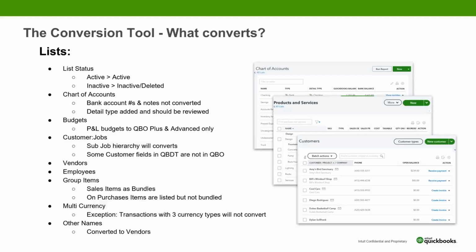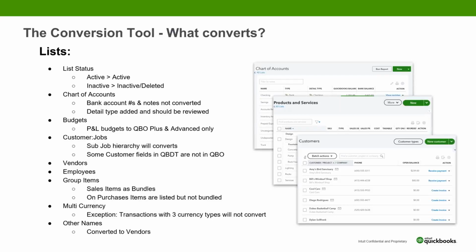It converts to a bundle, and that's a terminology difference. It's called a group in Desktop. It's a bundle in Online. Now, it will remain a bundle on any existing sales items, like an invoice or a sales receipt. But if the group is ever purchased in Desktop, on a bill or a check, when it comes over on the conversion, it's no longer bundled. There will be individual items, but they're not going to be bundled together as they are in Desktop. So another thing to think about.